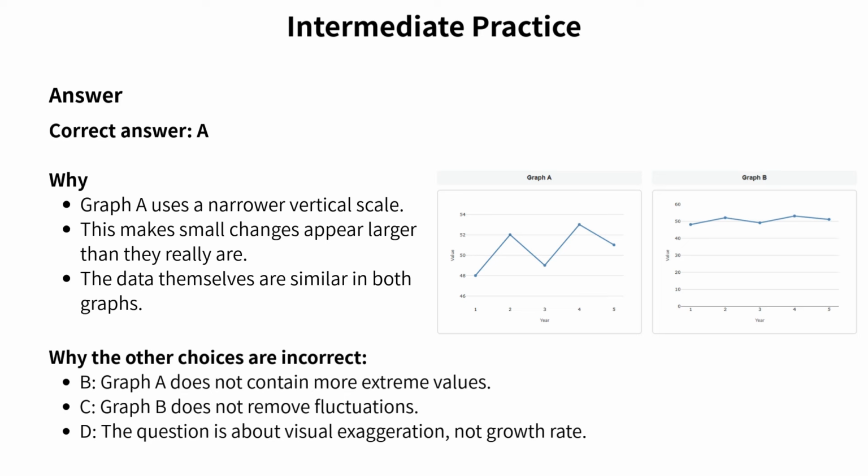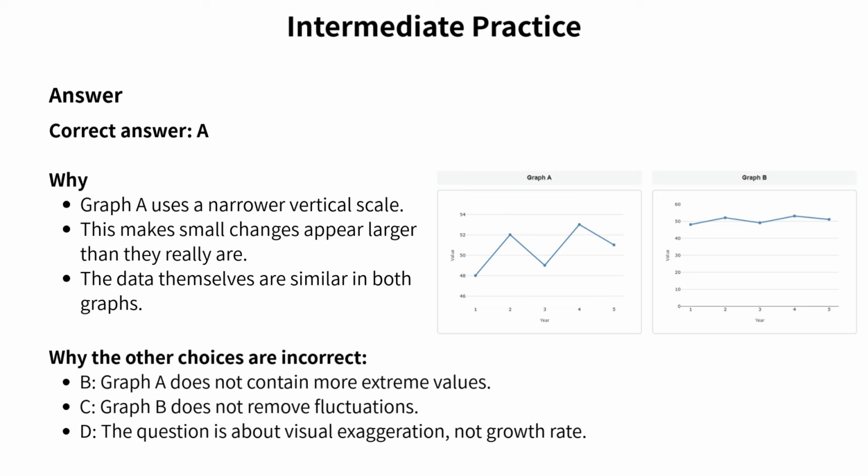Graph A uses a much narrower vertical scale than Graph B because the y-axis covers a small range of values. Even minor changes in the data are visually exaggerated. This makes the fluctuations look larger than they really are. Now compare this with Graph B. Graph B uses a wider vertical scale, so similar changes in the data appear smaller and more stable. As a result, Graph B looks smoother, even though the data follow a similar pattern.